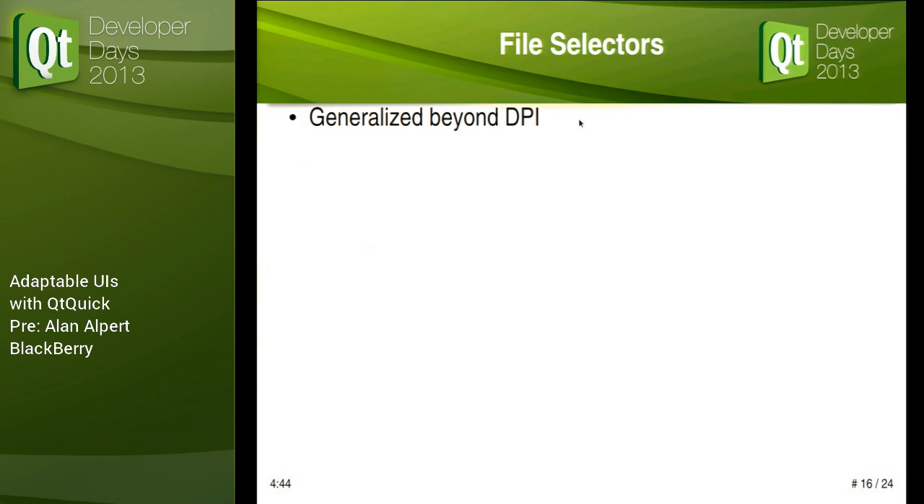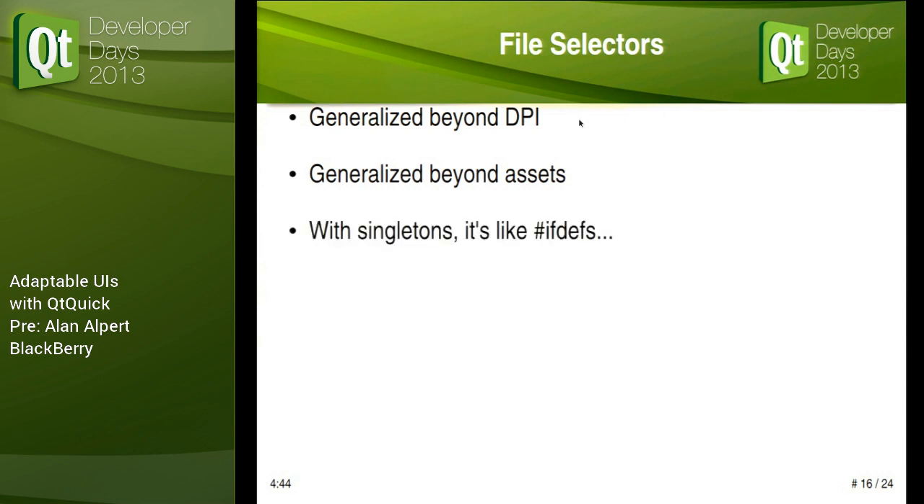So this maybe looks similar to some people to the DPI buckets that you'll find for image assets on, say, Android, where it will automatically pick up a 2x image or a low DPI image based on the specific device. But this is generalized far beyond DPI. And it's generalized beyond assets. As you see, you can select types. You can select any URL. It will adapt anything that you need.